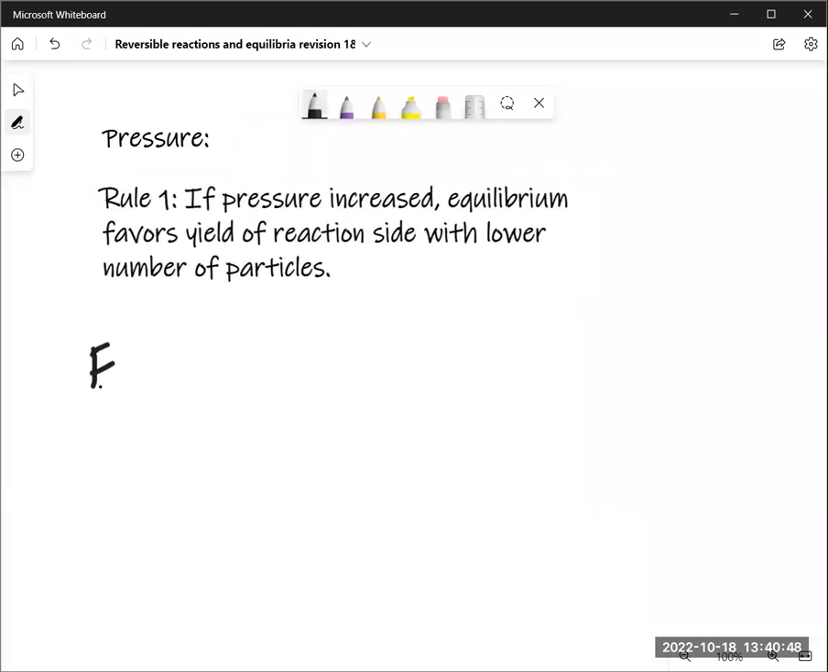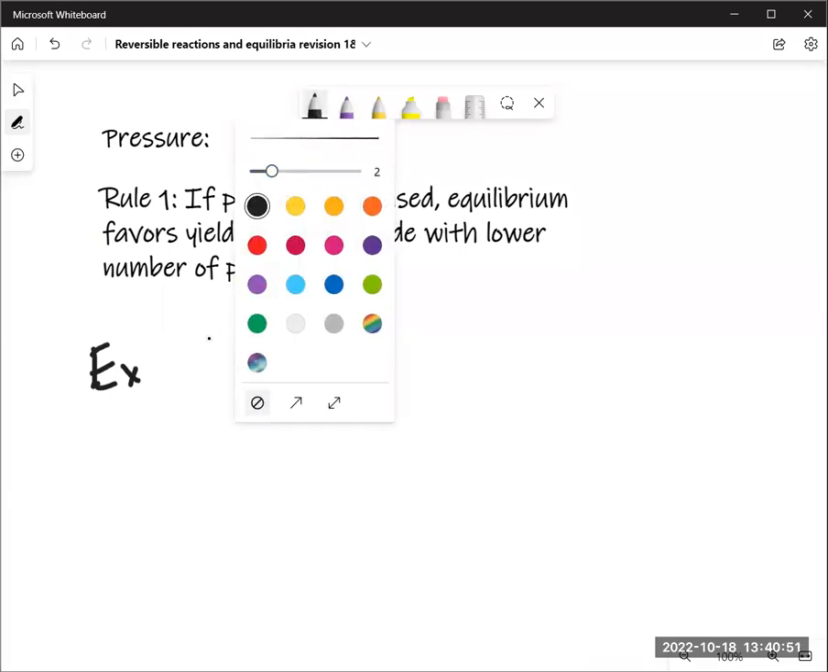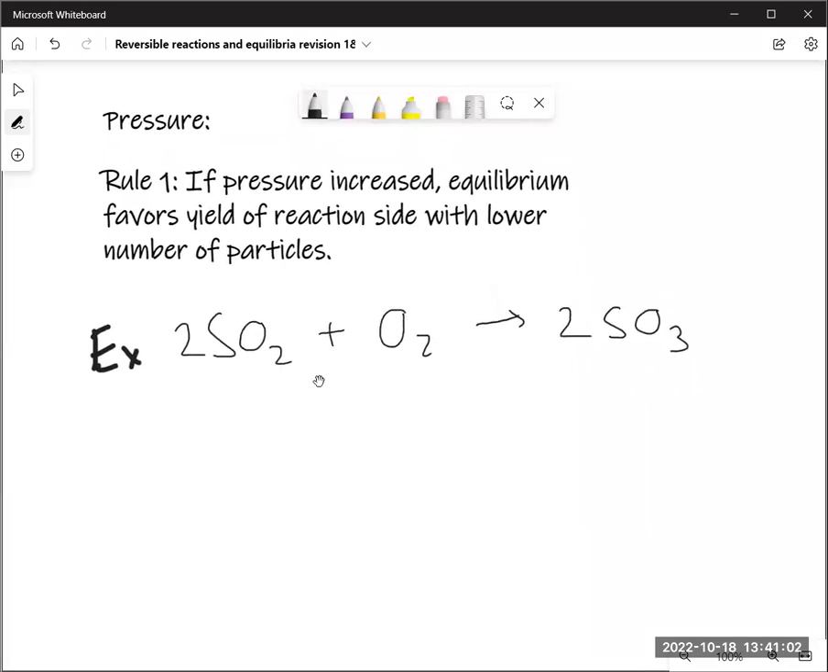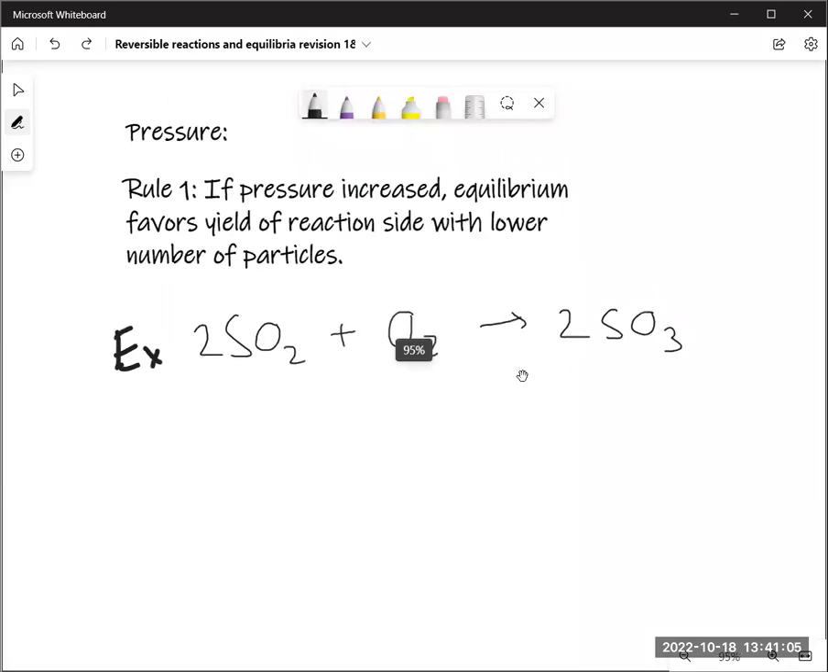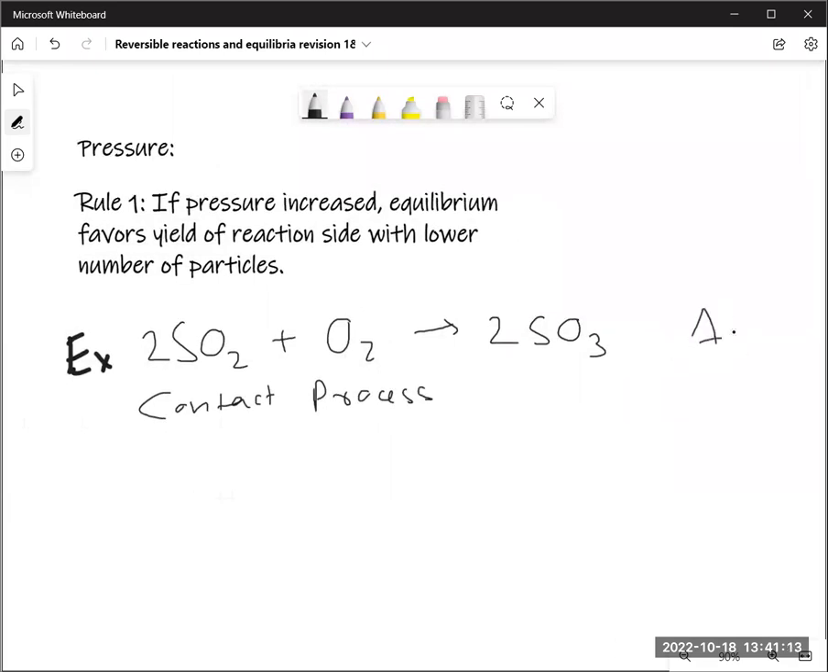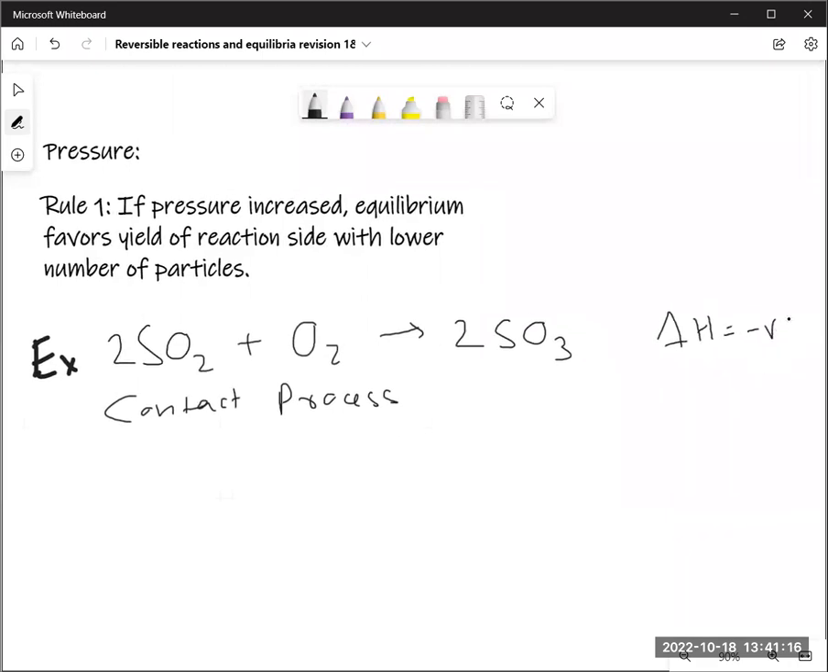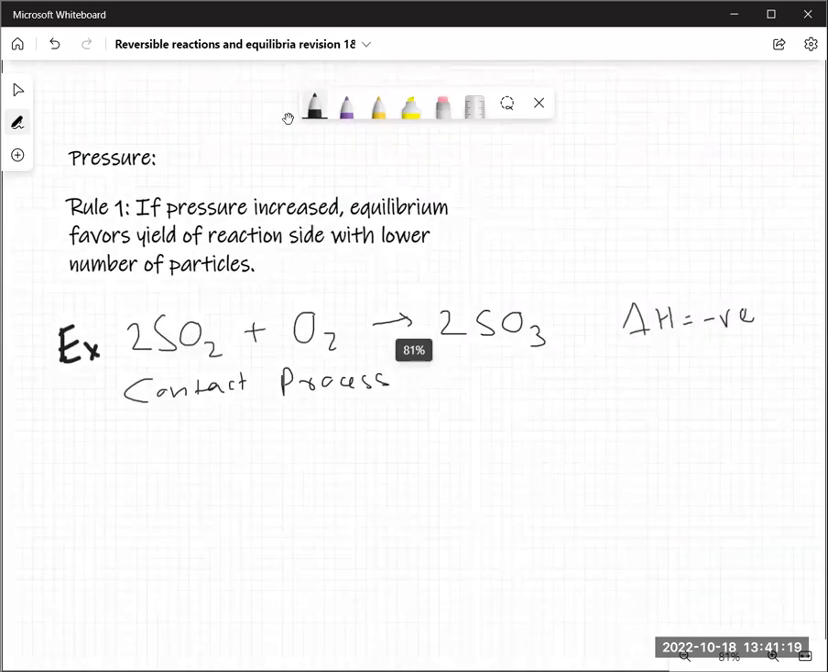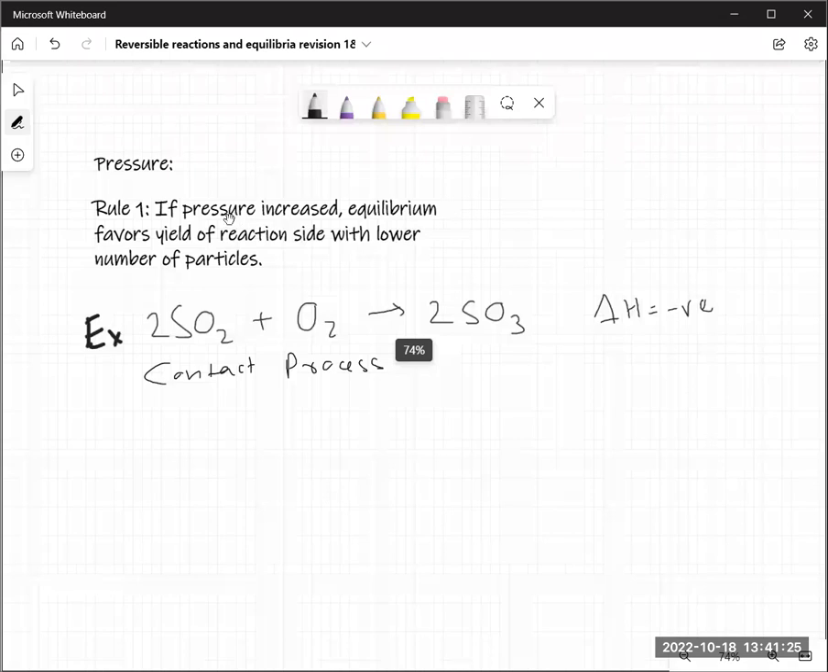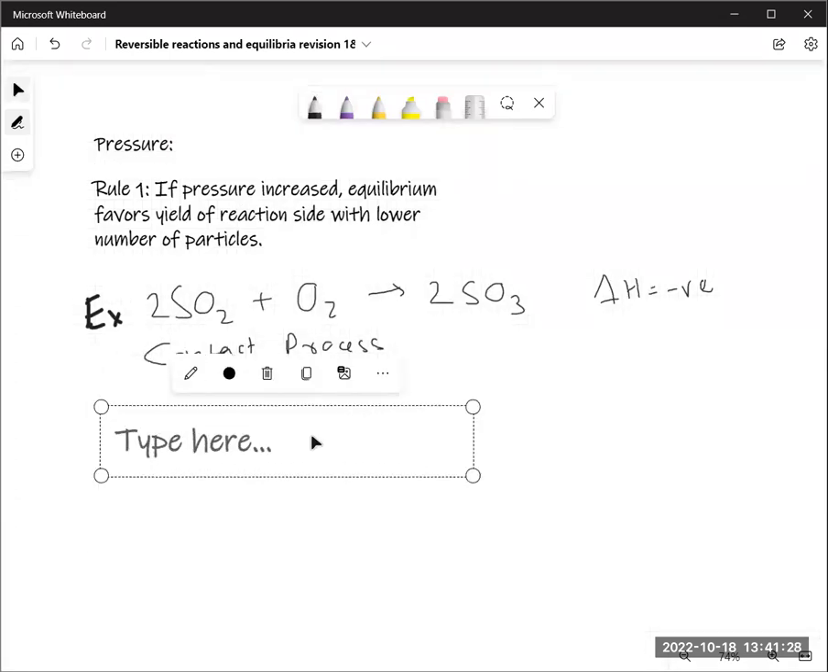Let's look at questions. Perhaps let's try an example. An example of, let's say, 2SO2 plus O2 gives us 2SO3. Fine. That's a very common reaction which you will be asked always. This reaction is from the contact process, which we'll look at in a second. The contact process comes under what chapter? It's inorganic chemistry, in this chapter, equilibria, reversible reactions.